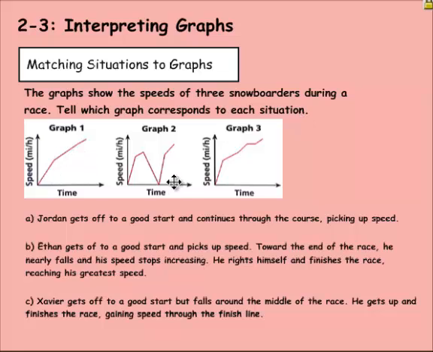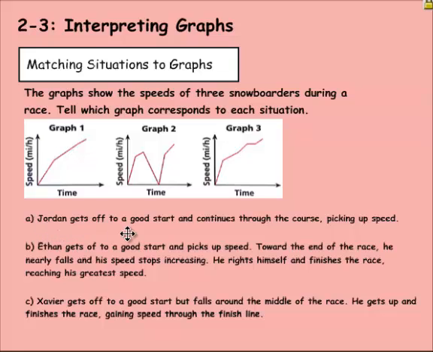So we have graph 1, graph 2, and graph 3. It measures speed on the y-axis and then time on the x-axis. So if the speed is all the way on the bottom here, that means it would be stopping. And then up here would be very, very fast. Let's look at these situations and see if we can figure them out.